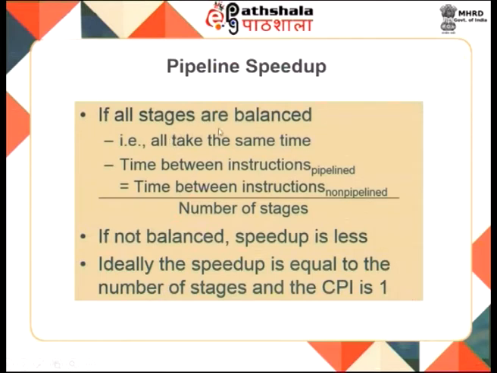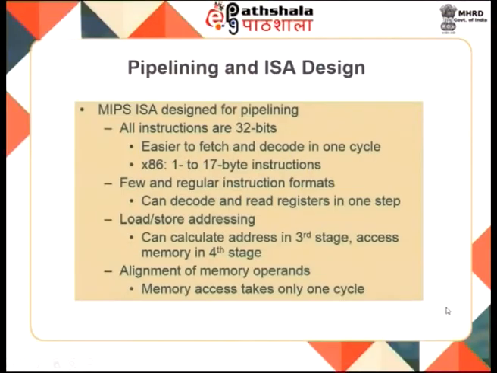If all stages are balanced, the time between instructions is the time between instructions non-pipelined divided by the number of stages. If it is not balanced, as I pointed out earlier, the speed up is going to be less. Ideally, the speed up is equal to the number of stages, and the CPI for a pipeline implementation is 1 because every instruction is going to finish in 1 clock cycle. So, the CPI value is 1 in an ideal implementation.